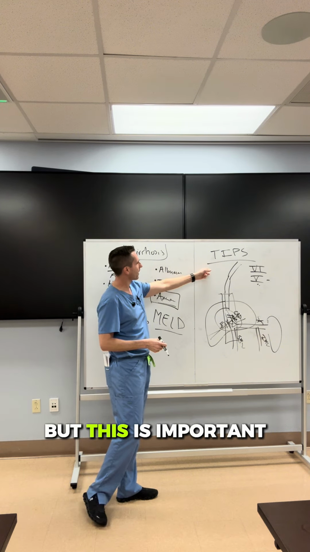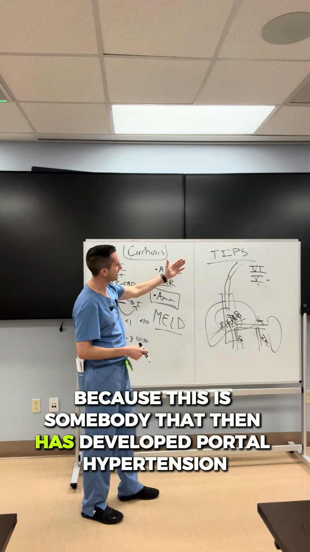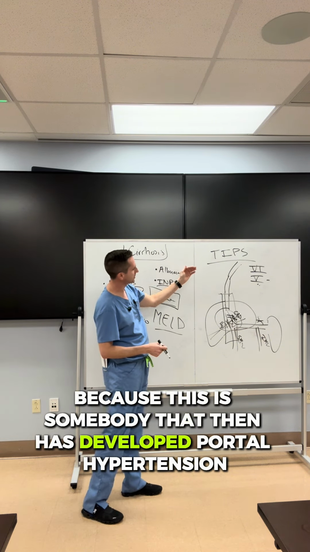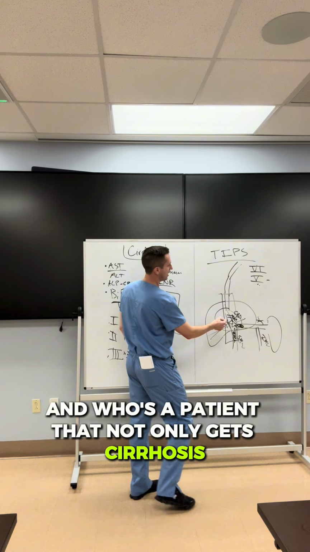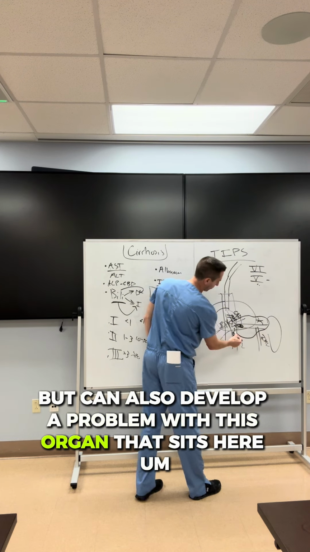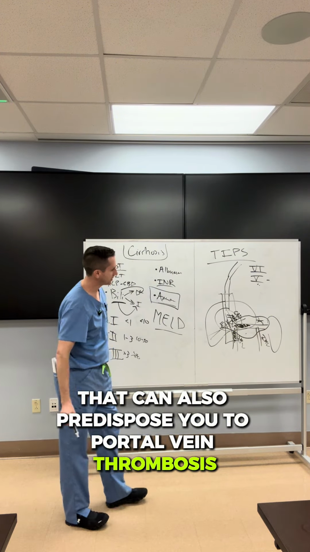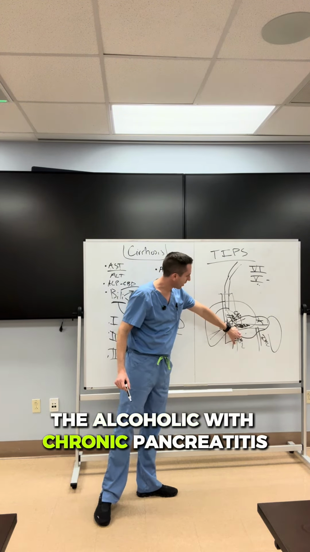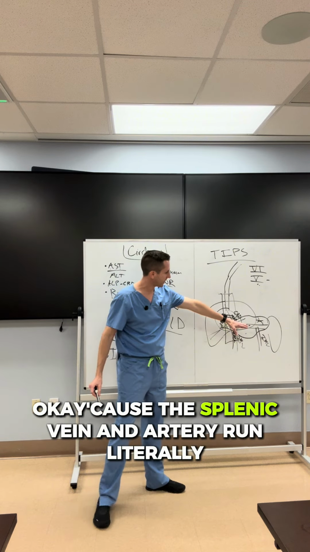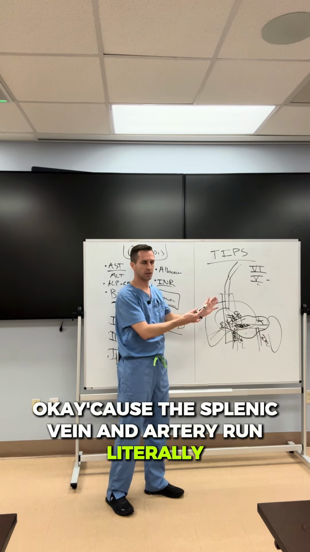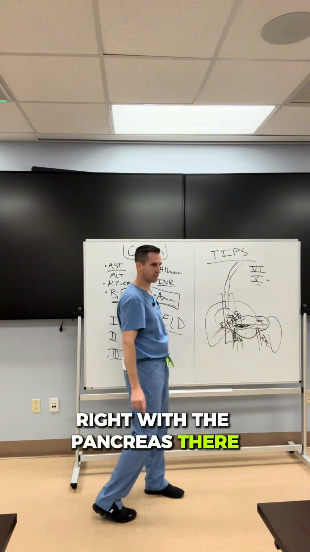But this is important because this is somebody that then has developed portal hypertension. And like we talked about the other day about mesenteric ischemia, the outflow problem here is if you develop a portal vein thrombosis. And who's a patient that not only gets cirrhosis, but can also develop a problem with this organ that sits here that can also predispose you to portal vein thrombosis? The alcoholic with chronic pancreatitis, okay? Because the splenic vein and artery run literally right with the pancreas there.